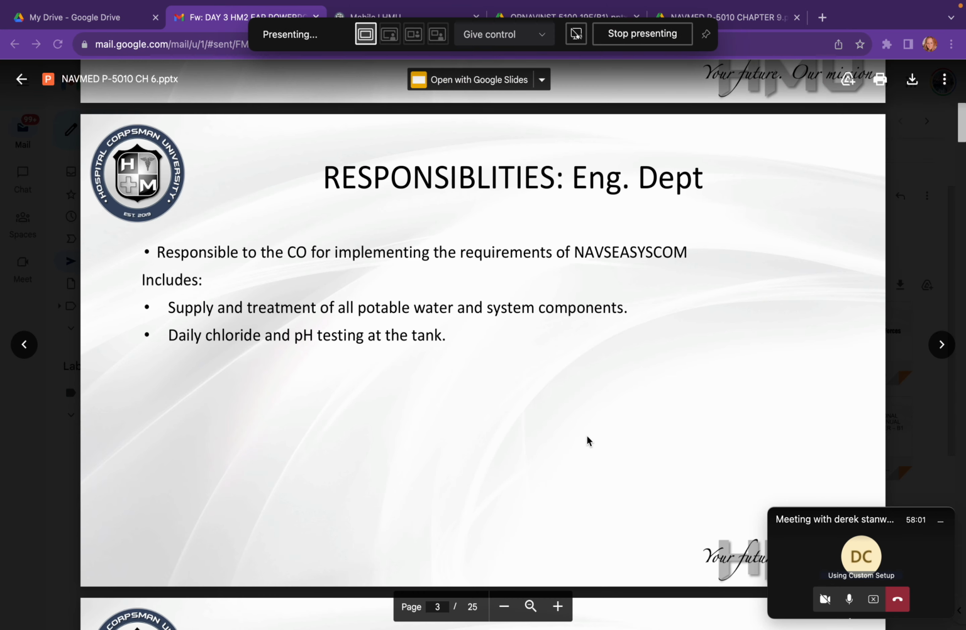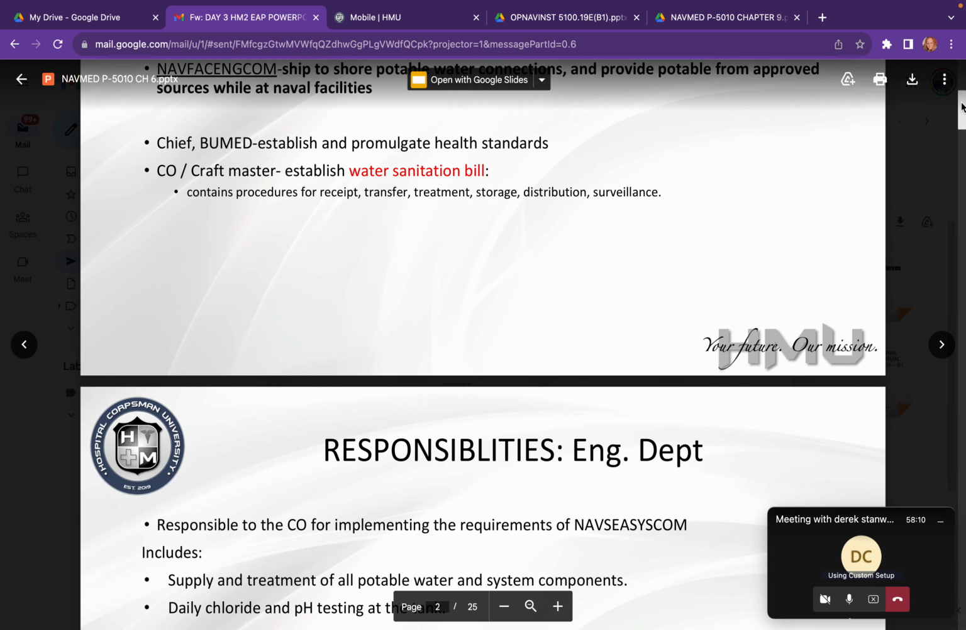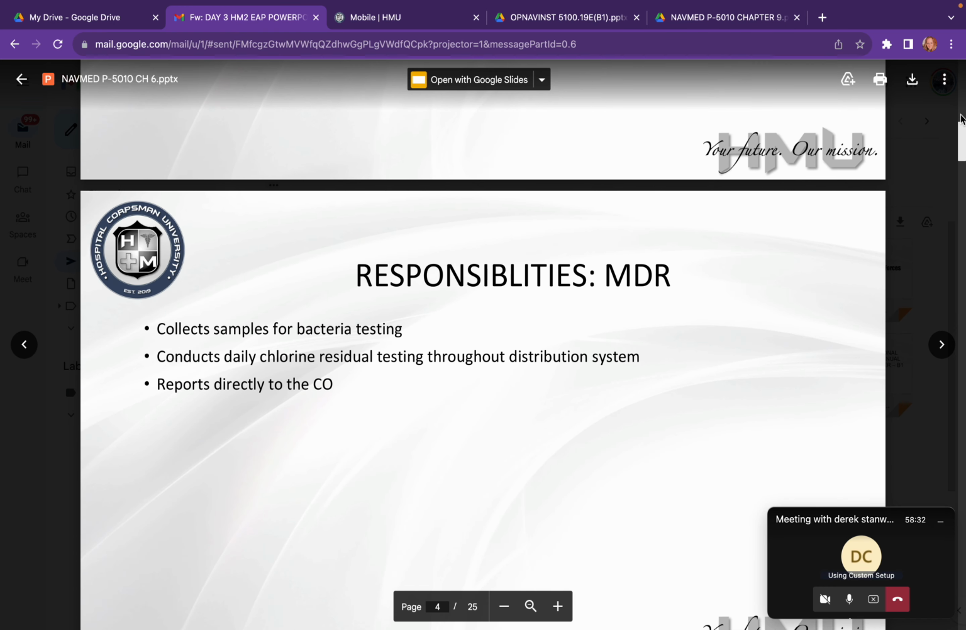All right, the responsibilities of the engineering department. Directly responsible to the CO for implementing the requirements of NAVSEASYSCOM, and this includes supply and treatment of all potable water systems and their components, and daily chloride and pH testing at the tank. And the responsibilities of the MDR: collect samples for bacterial testing, conduct daily chlorine residual testing throughout the distribution system, and report directly to the CO.